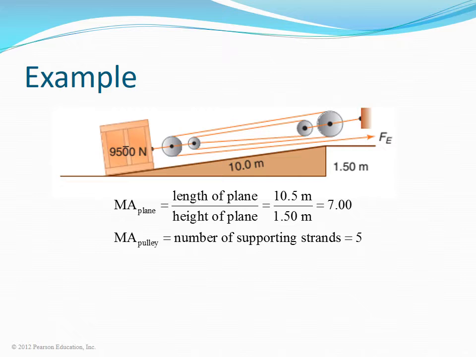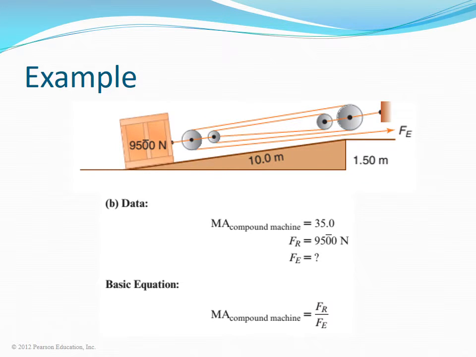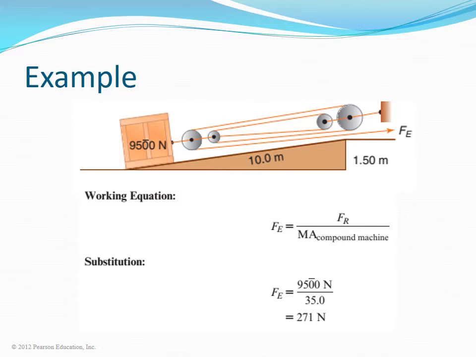The mechanical advantage of the inclined plane is the length of the plane divided by the height of the plane, which is equal to 7. The mechanical advantage of the pulley system is 5, the number of supporting strands. The mechanical advantage of the total system, the compound machine, is 35. To find the effort force, write down what we know and the basic equation. Solve the basic equation for the effort force and find the required effort force is 271 newtons.